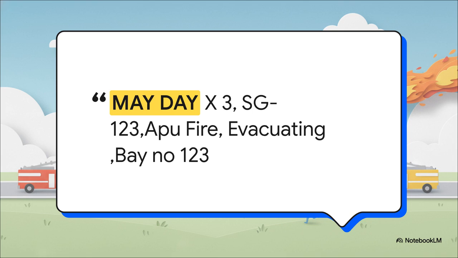SG-123, APU fire, evacuating bay number 123, fuel on board 3 tons, POB 90, no dangerous goods, emergency equipment required. Notice the absolute density of critical information there. In literally one breath, ATC knows the nature of the emergency, the exact location, the fuel hazard, the number of souls on board, and exactly what equipment to send.